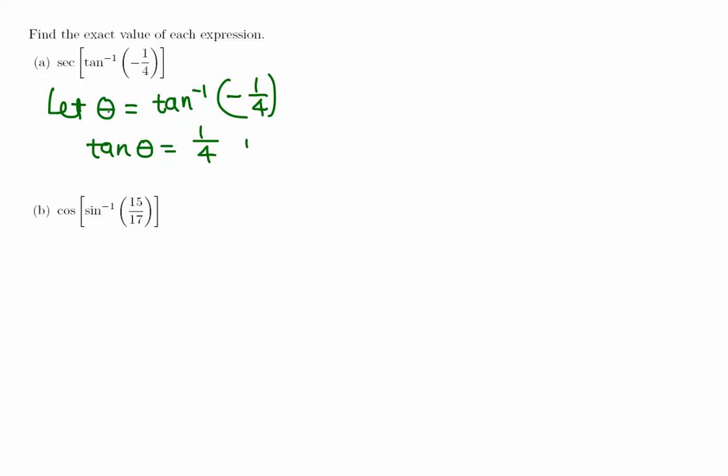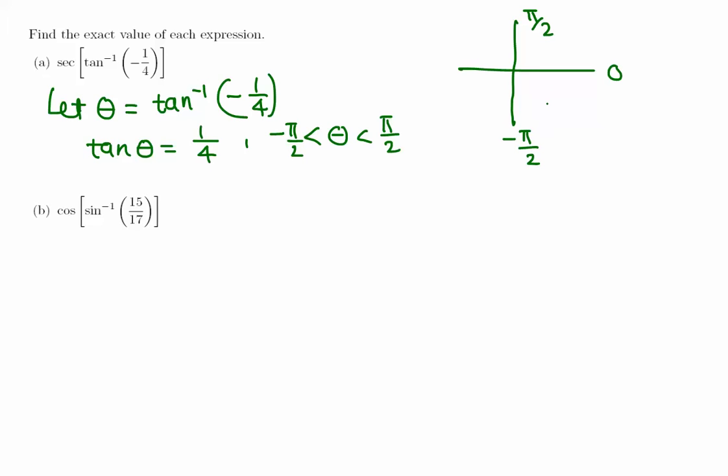By the way, for this range of tangent inverse, theta is between negative pi over 2 and pi over 2. Here is 0, pi over 2, pi, 3 pi over 2, or if you go clockwise, this is negative pi over 2. So theta is either in the fourth quadrant or in the first quadrant. Now we draw a right triangle based on tangent theta.